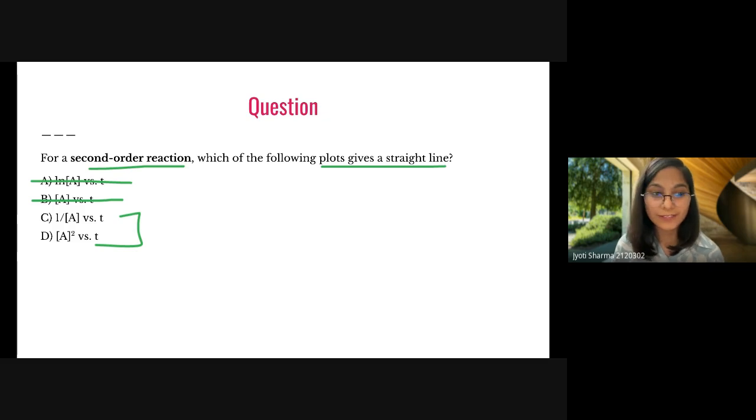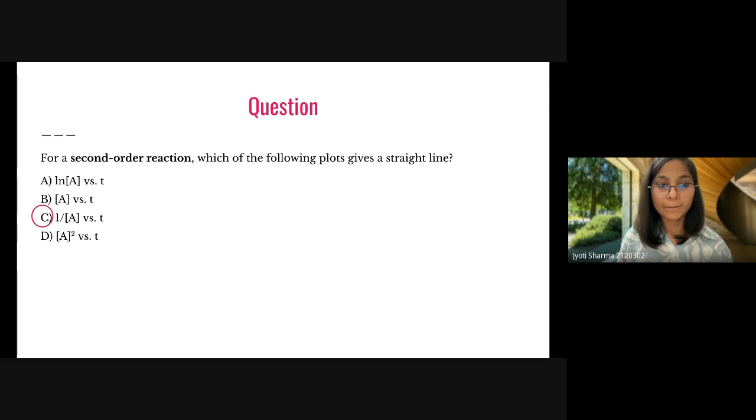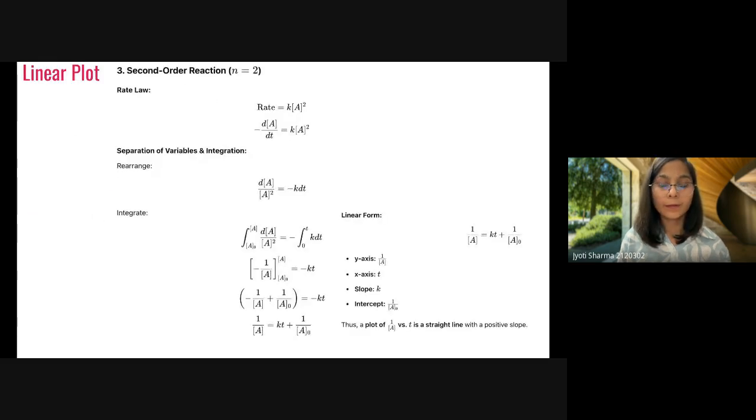So what should be the answer for this? 1 upon A versus T or A square versus T? What should be the right answer for this? Yes, the answer should be C. I will tell you how. Okay, this is the equation at the very initial stage, that rate is equal to K multiplied by concentration of the reactant raised to power 2.